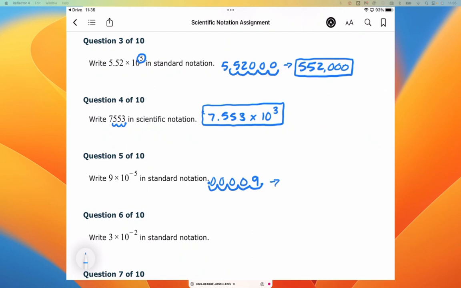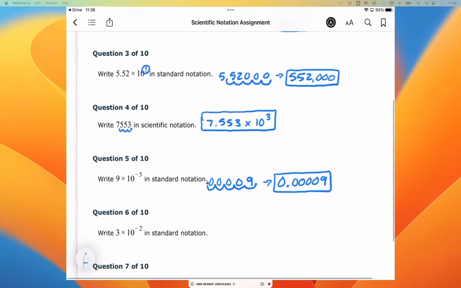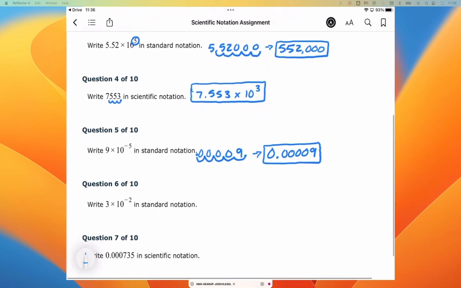So me personally, I like to put a 0 in front of the decimal. So 0 point, and then everything that I have over there. So 4 zeros and then a 9. And so this is equivalent to 9 times 10 to the negative 5. Exact same number, just written differently.